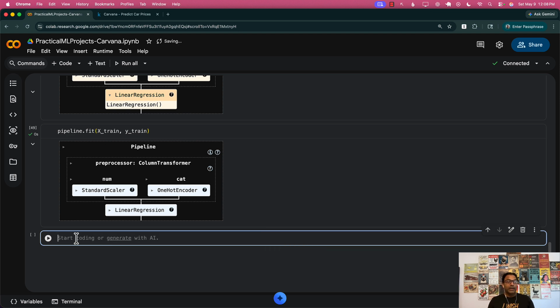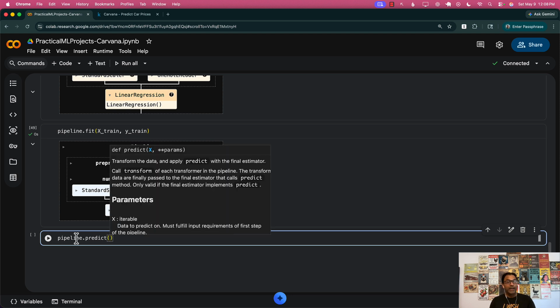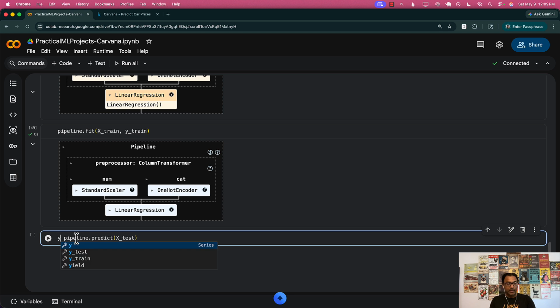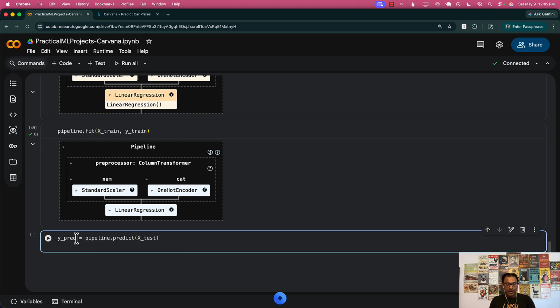So when the training is done, now we can actually get the predictions. And the way that you get the prediction is you simply say pipeline.predict. There's a function called predict, and you pass in the test data, X test. So this will give us the predictions. And we can actually go ahead and print out these predictions.